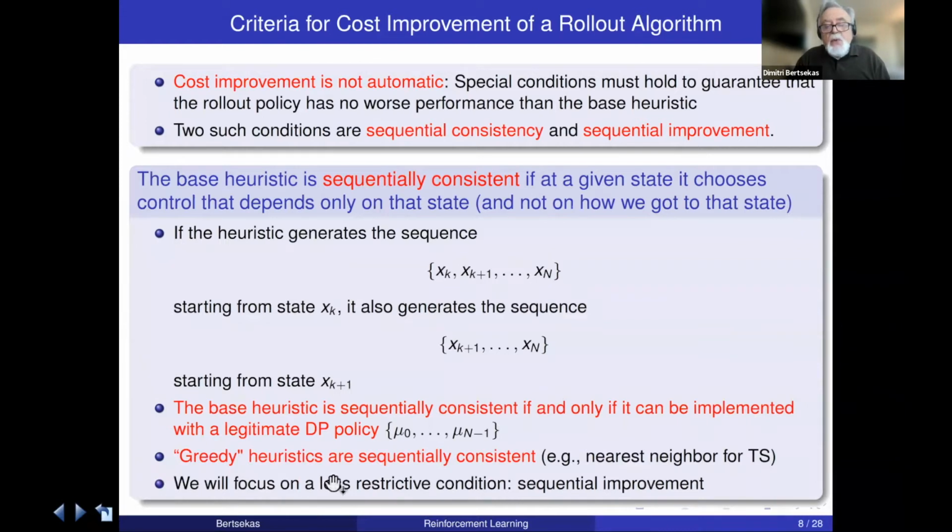But we will focus on sequential improvement now, which is less restrictive, more general. Professor? Yes. Can I compare sequential consistency with the general example you gave in the initial classes, where you're trying to go from Boston to Phoenix through St. Louis? Can I compare that with sequential consistency?